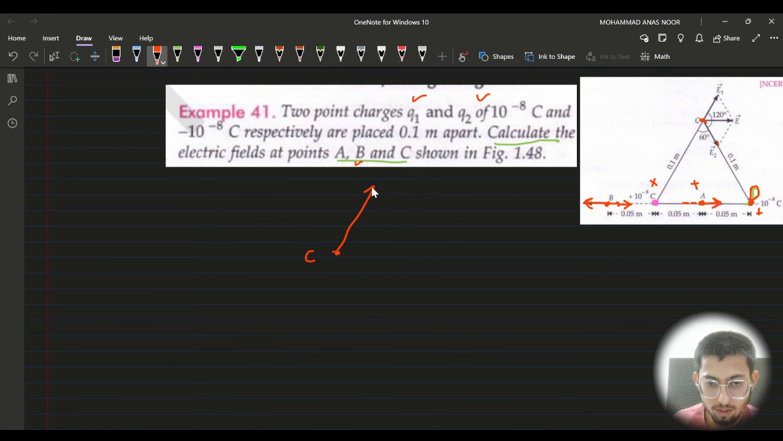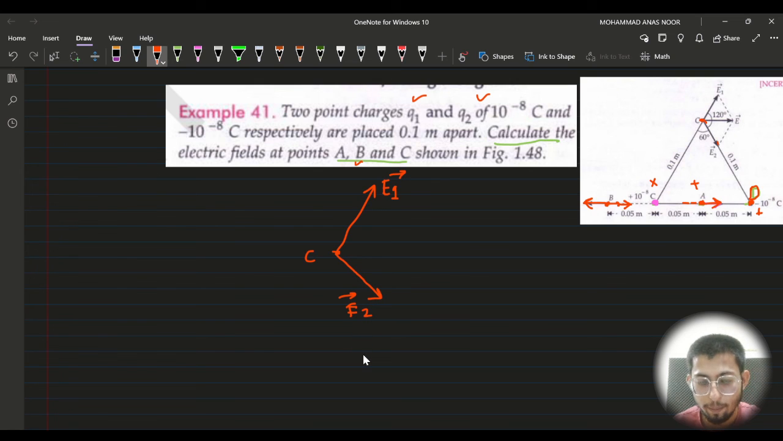So you can draw this. This is E1, and this is the other field due to the charge at D, at C. So E2. E1, E2. Oh, sorry, this is E2. And what we have to do is find the resultant of it.